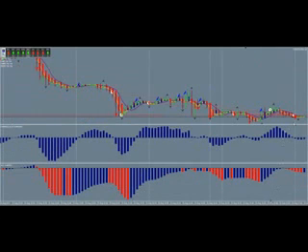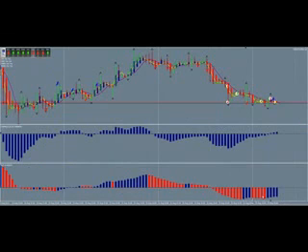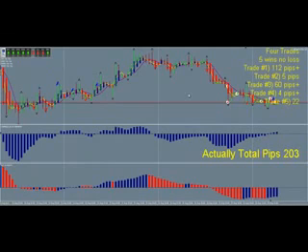And then finally took the close, again based on the 4 hour convergence. Closing all 5 of these trades, all of them wins. There wasn't a loss in the bunch, for a total of 225 pips.